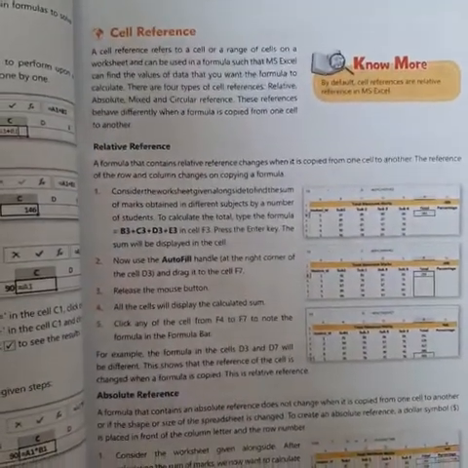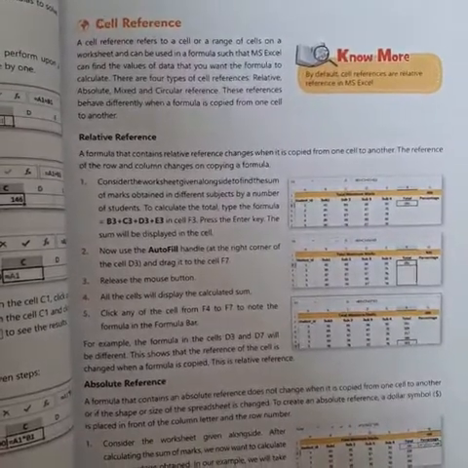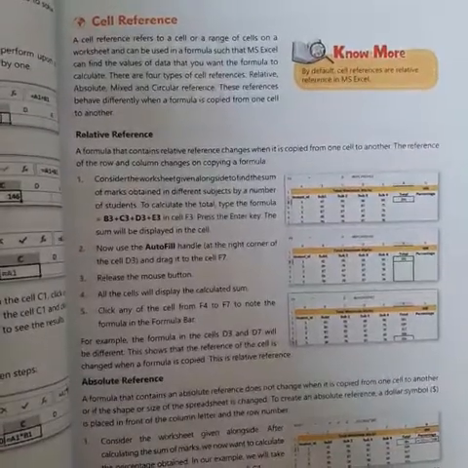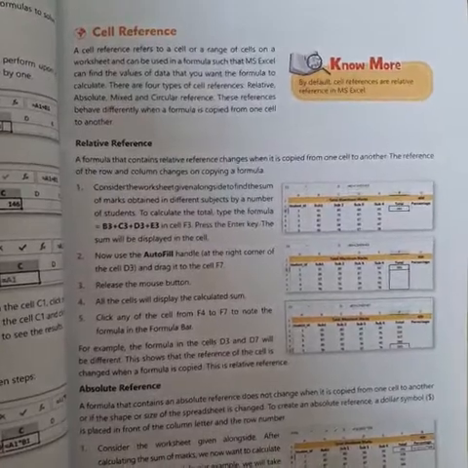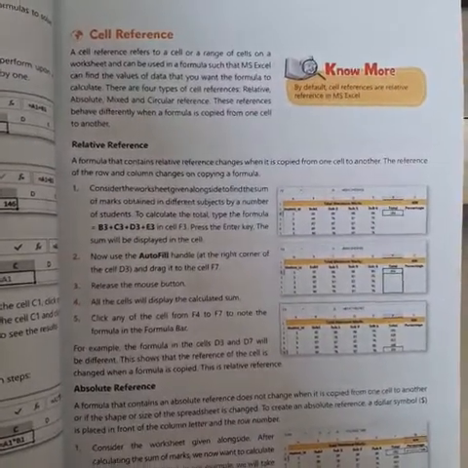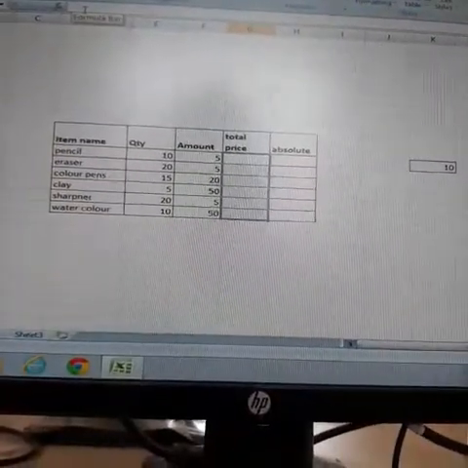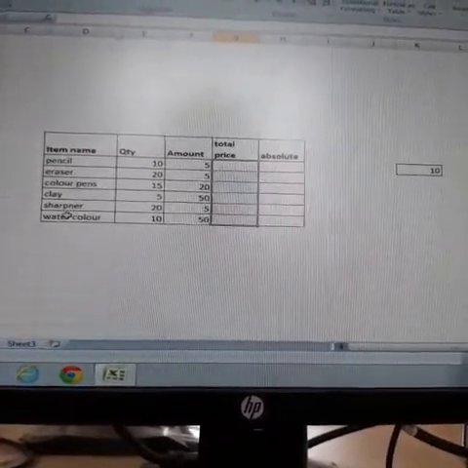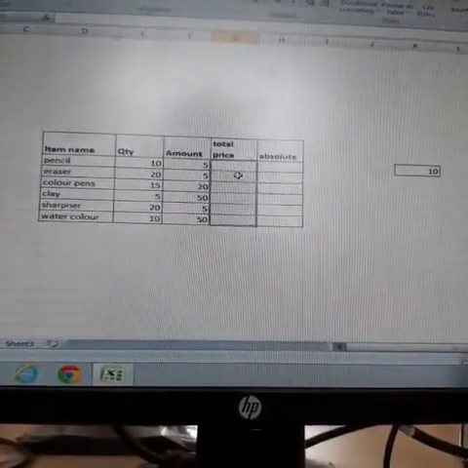Now our second topic is cell reference. We have already learned about cell reference. There are three types of cell reference: relative reference, absolute reference, and mixed reference. Let us see what the differences between these three references are. I will show you by some practical work. Suppose, for example, I have this table. In that I have written some item names, their quantity and amount. Suppose I want to find the total price.